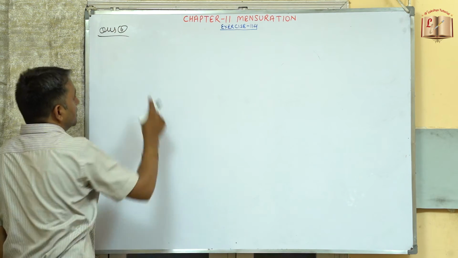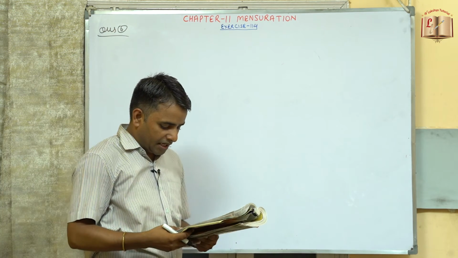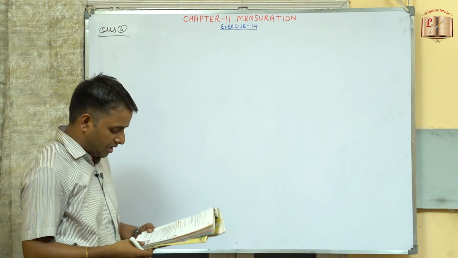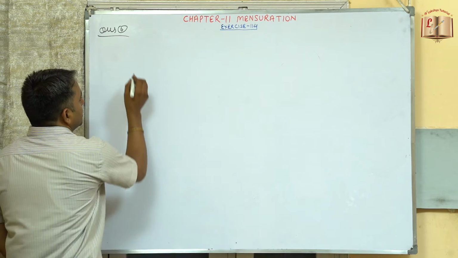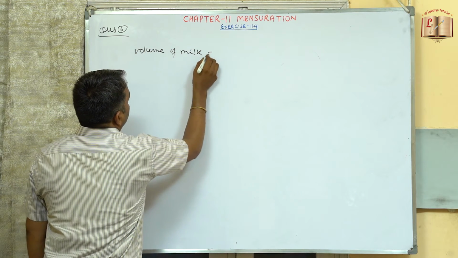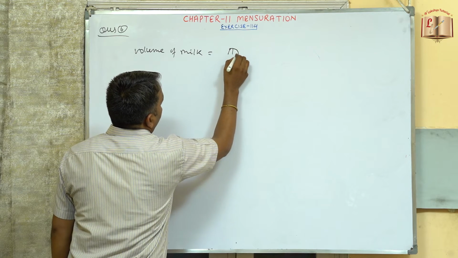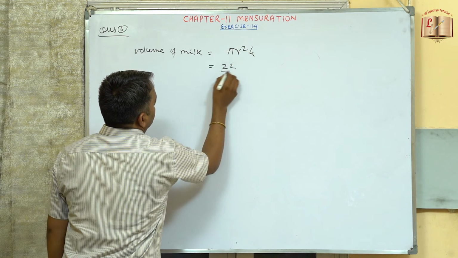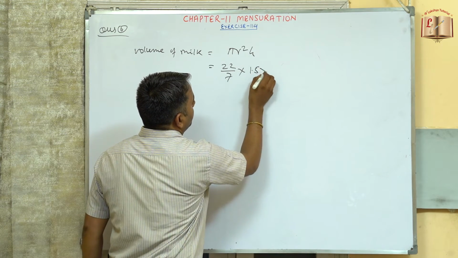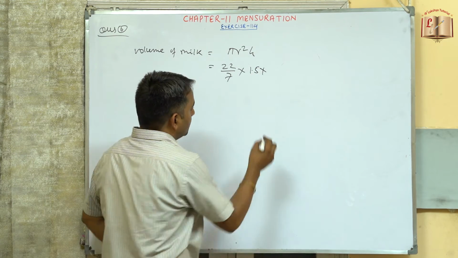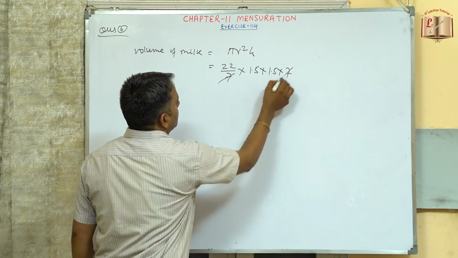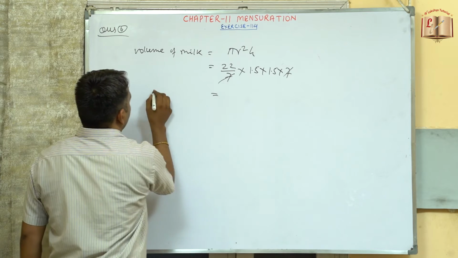Coming to question number 6. A milk tank is in the form of a cylinder with the radius 1.5 meter and the length 7 meters. So find the quantity of the milk in liters. So volume of milk is equal to the volume of the cylinder. So this is pi r square h. So this is 22 by 7 into r. R is already given, 1.5, into height or the length. This is now 7. So this is 1.5 into 7. This 7 cancelled.